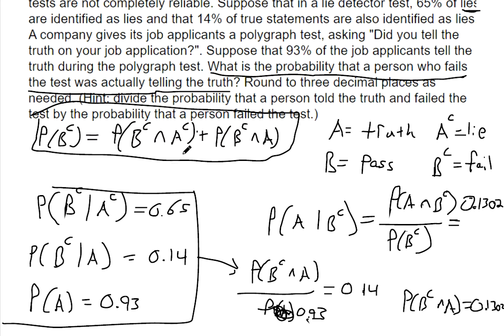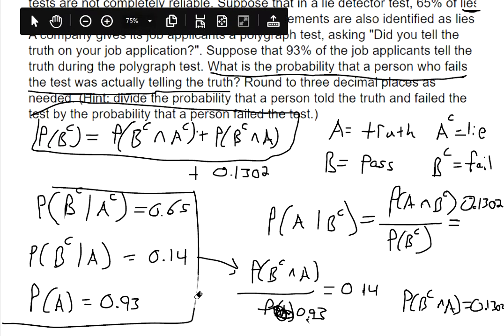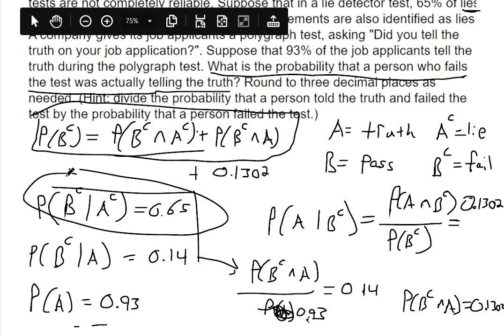There's only two options. You can fail that test if you tell the truth, like this circle says, or you can fail the test and lie. If we add those two probabilities together, then we've got the entire probability of failing the test over here. Okay, and so this one we have, that's 0.1302. This one we don't have, but we could get it from this formula. I kind of ran out of room here. It's kind of messy when I erase. But we can get this from this top formula.